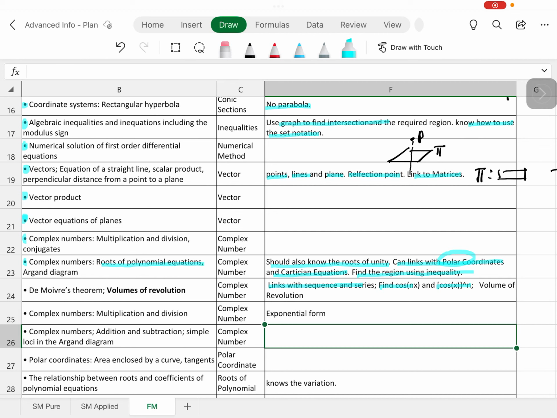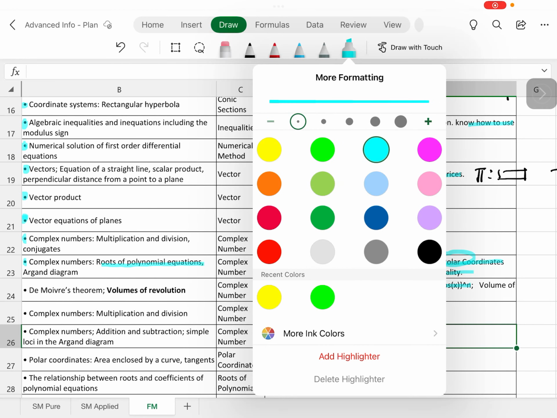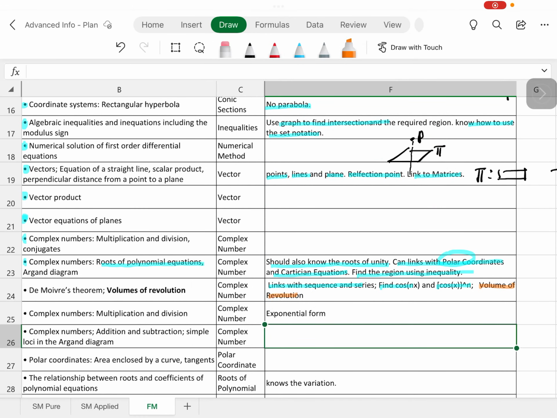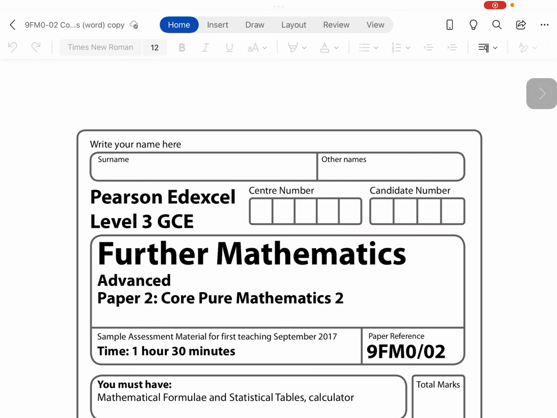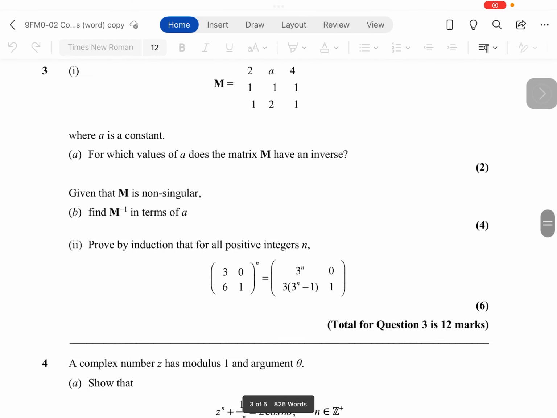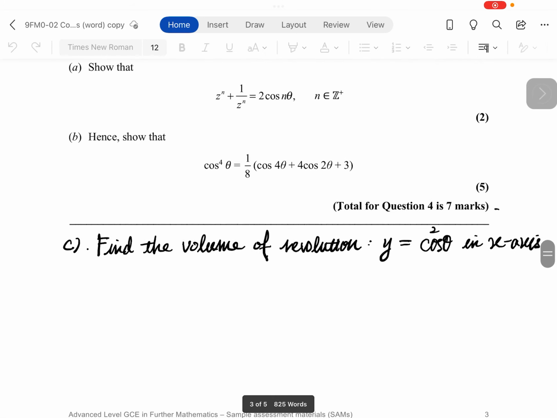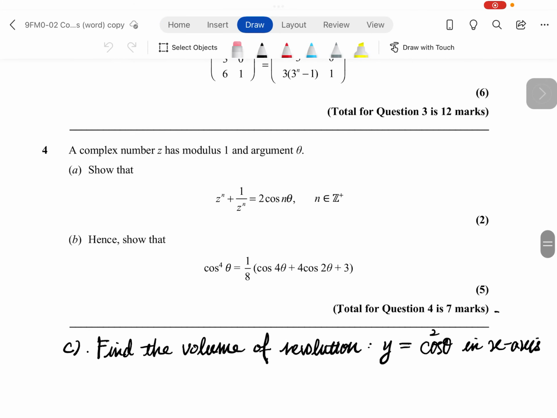Linking with volume of revolution here, I'm going to use a different color. Orange. Volume of revolution, I haven't seen a question like this, but I think it may look like this. Same paper, CP2. I'm just going to use question 4 here. So you can see, this question is a complex number question, okay? So part A, part B. Then for part C, I can throw in a part for volume of revolution.